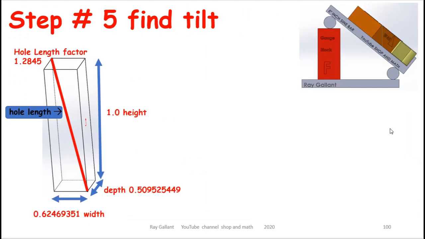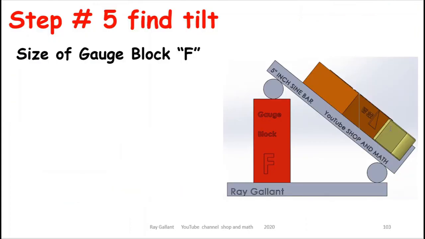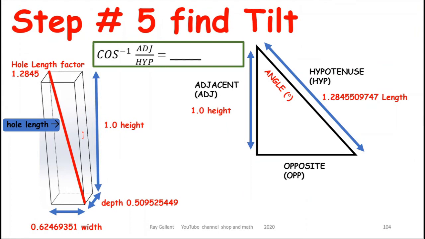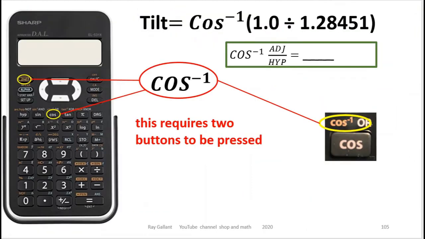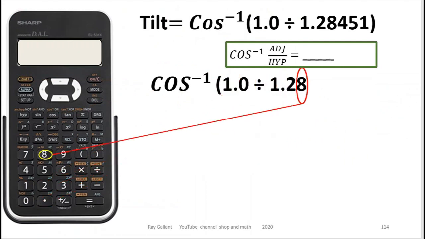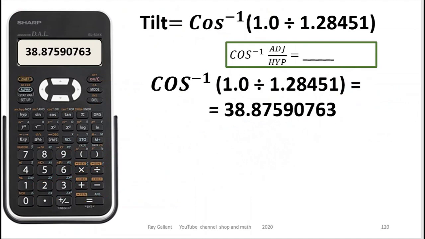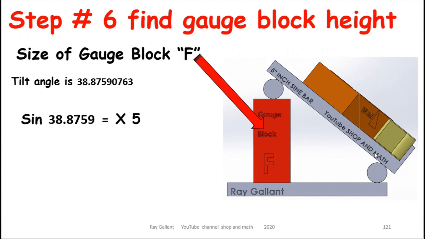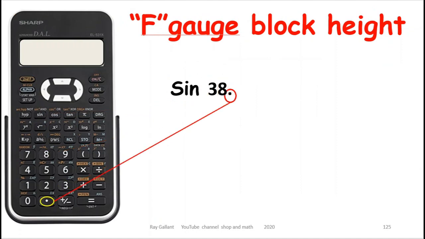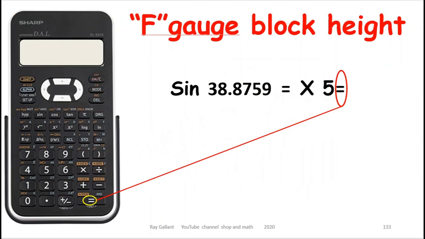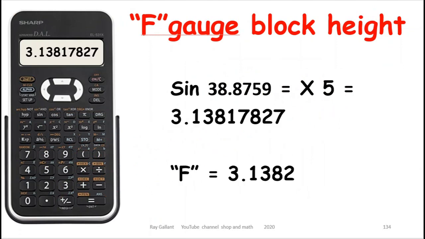Now we need to find the tilt angle. Ideally, we want to find the actual F height of our gauge block. We're going to use the inverse of cos. Same thing, you need to press two buttons, the second function, then the cos, to get the inverse of cos. So our tilt angle is going to be 38.87 degrees. We have a 5-inch sine bar here. We want to calculate our gauge block height of F. So sine 38 degrees multiplied by a 5-inch sine bar gives you a gauge block height of 3.1382.